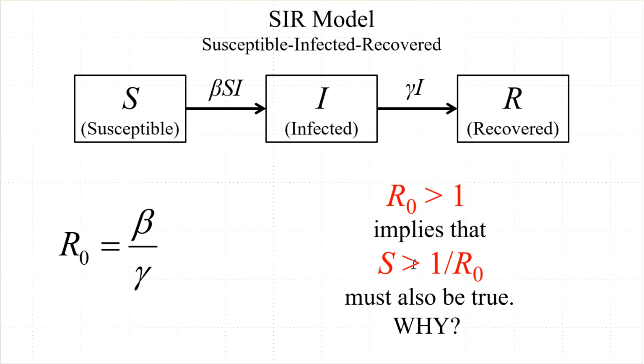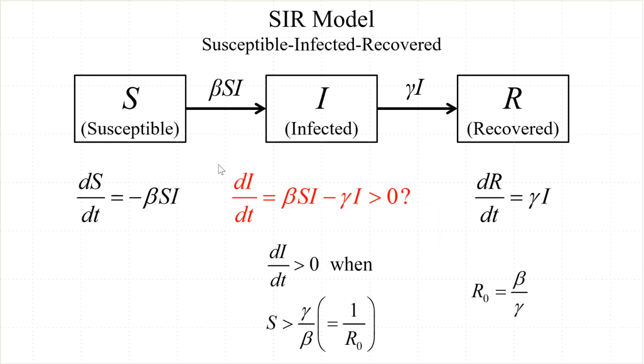Now, the other thing this implies is that the frequency of susceptible individuals at the beginning of the infection in the host has to be greater than 1 over R naught. This is implied by this relationship. So why is that? You can see that by looking at the equation for infected individuals. Remember, we described this equation as the rate of change of the proportion of infected individuals in the population over time. If that number is positive, the frequency of infected individuals is increasing. If it's negative, the frequency of infected individuals is declining.